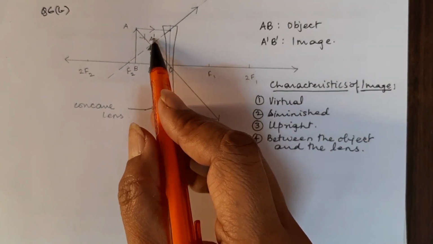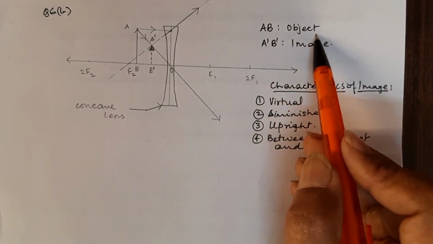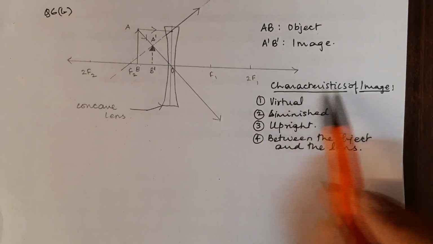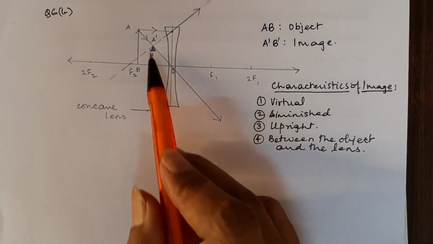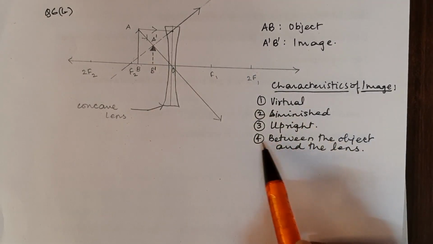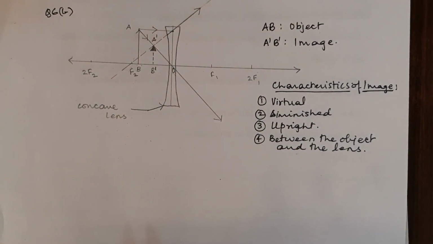We will call that A dash B dash, and then we will mention out here AB is the object, A dash B dash is the image, and we'll mention the characteristics of the image. Number 1, it is virtual. Number 2, diminished. It is upright, and it is between the object and the lens.